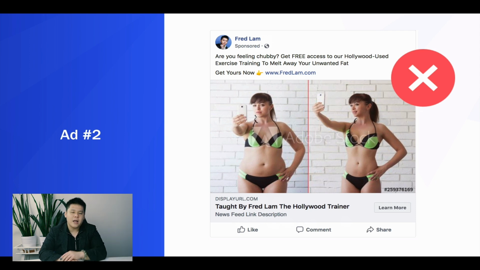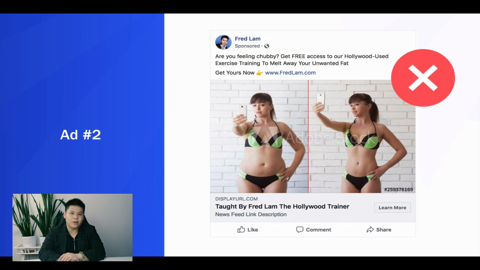Now, on top of that, some may argue, well, Fred, this is a weight loss ad. If I make all those changes, can I still get this approved? The answer is yes. Because first of all, I did not say you're going to lose specific pounds, and I said that this is exercise training. So chances are, if you make all those adjustments, a weight loss ad can get approved if you have your claims all taken care of.